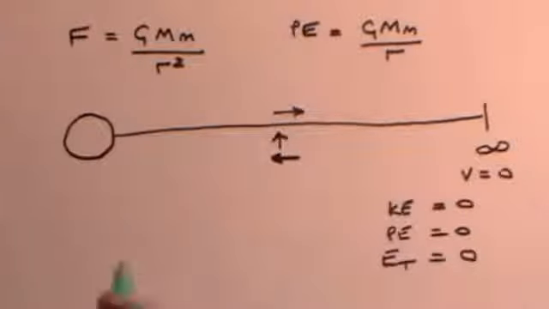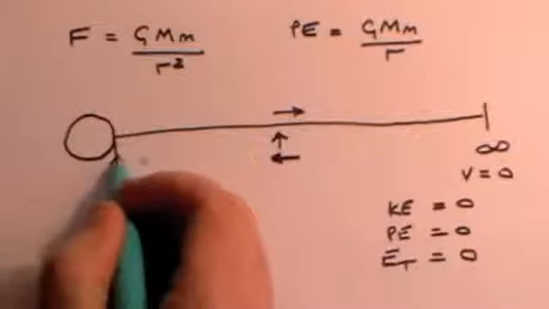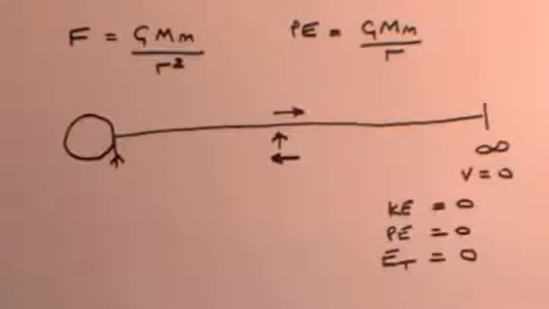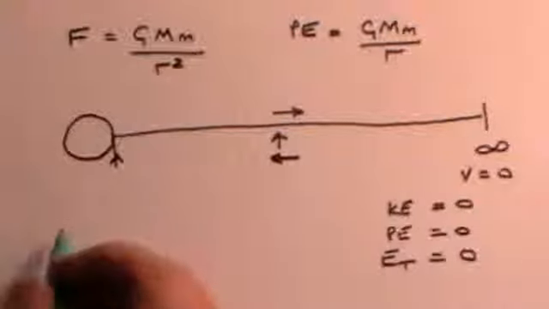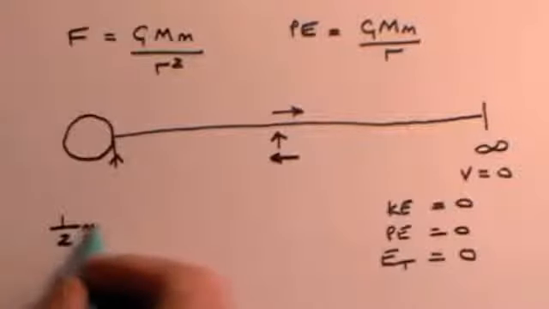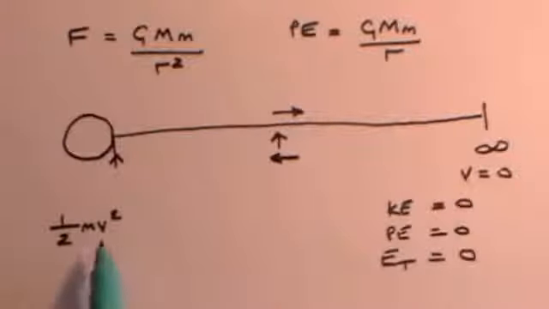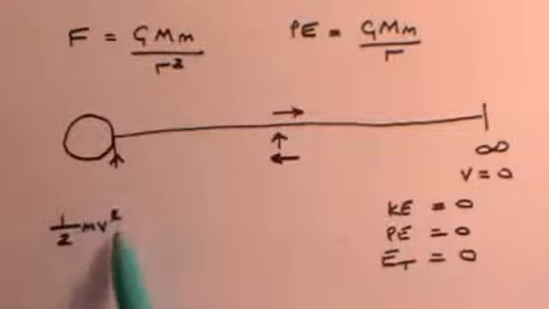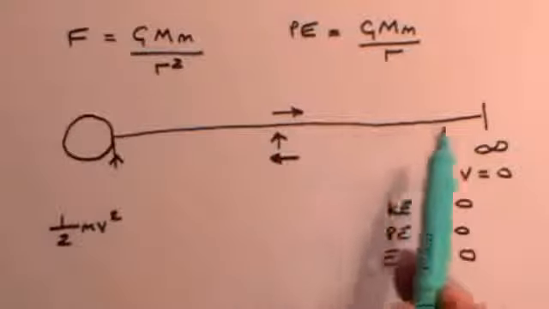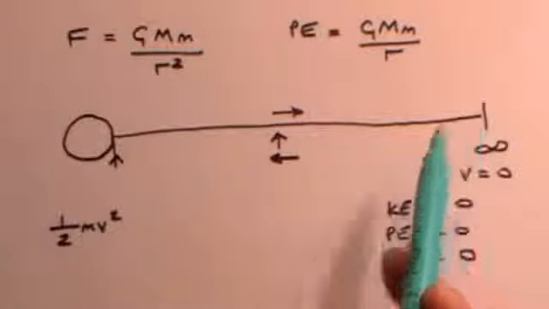So what happened right at the beginning when you first hit the ball? Well, when you first hit the ball, it would have a kinetic energy, which is half mv squared. And that v is the escape velocity. It's the velocity you need to give it in order for the ball to go all the way to infinity before it stops.